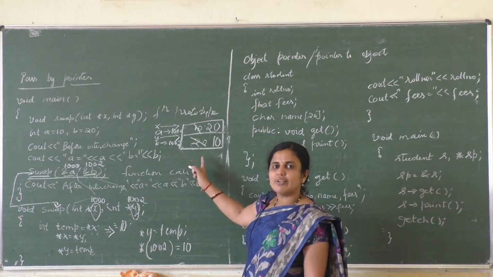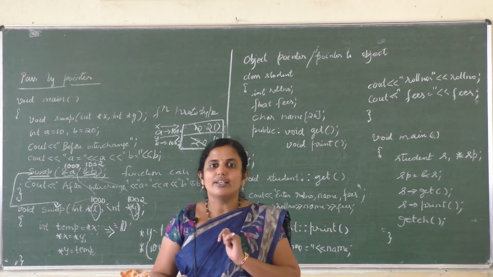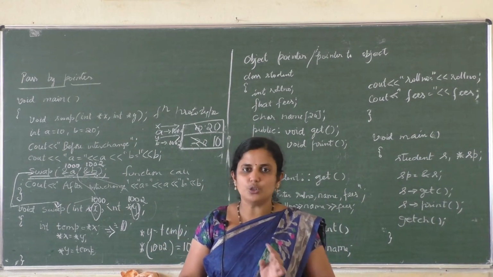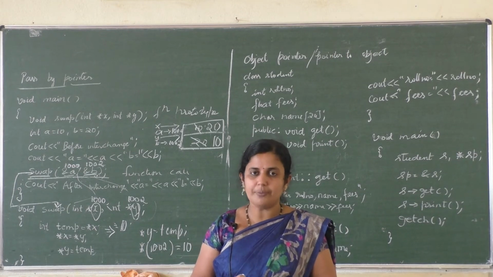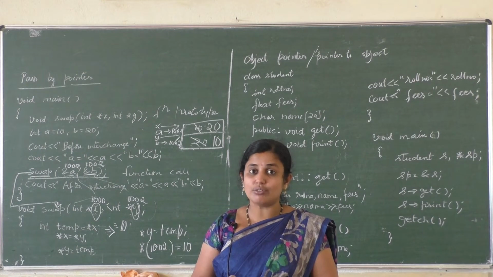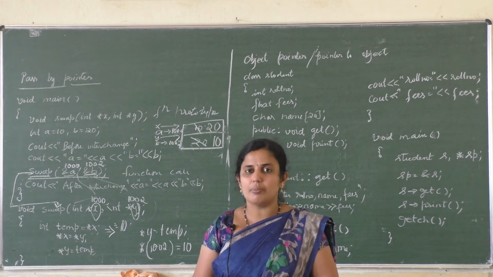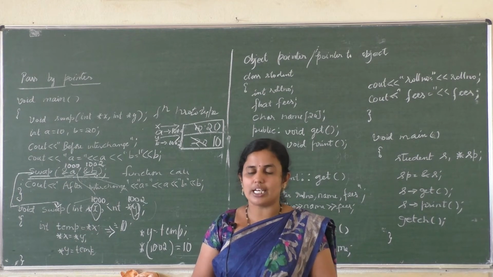Okay, so what have we interchanged here? We have interchanged the values stored in 1000 and 1002. That is, x and y values we have changed. Okay, we have changed the values of x and y. X and y are formal arguments. We have changed the values of x and y. That is the formal argument.